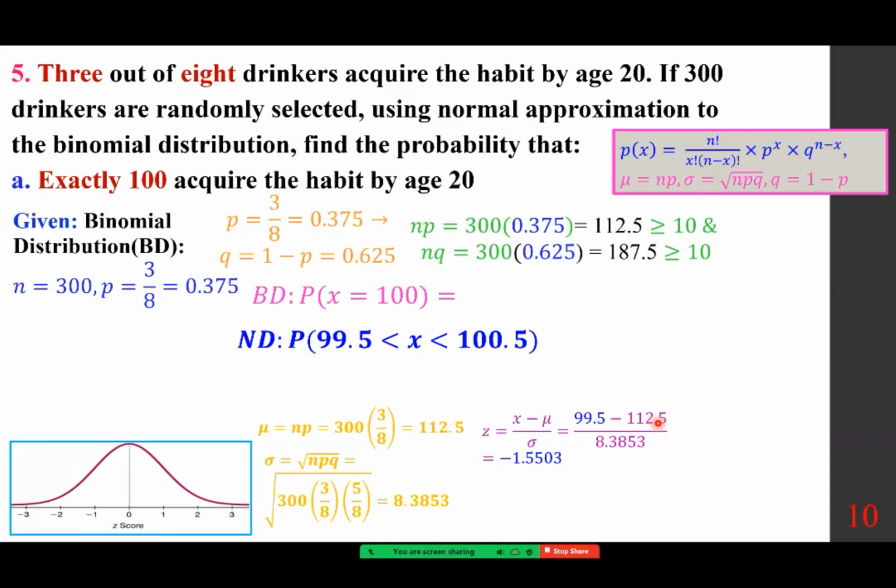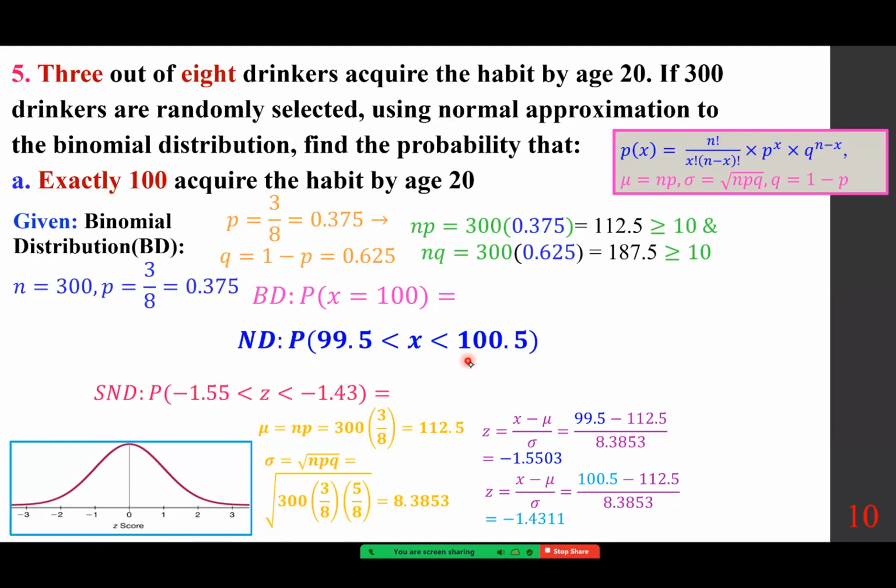And the right side, 100.5. So now 100.5 minus this over this, that corresponds to 100.5 here. And now we go from normal distribution to SND, standard normal distribution. So 99.5 corresponds to negative 1.55, 100.5 corresponds to negative 1.43. Using the table for this number, okay, so this is the graph. It's really good to always use the graph, everybody, because it will help you see in case you do something wrong.